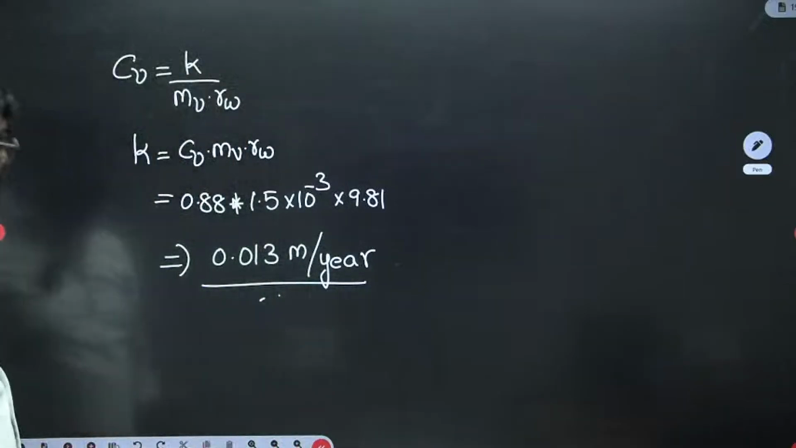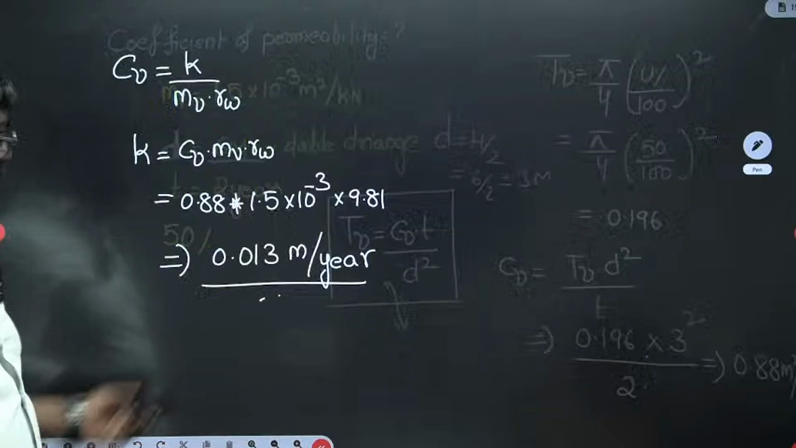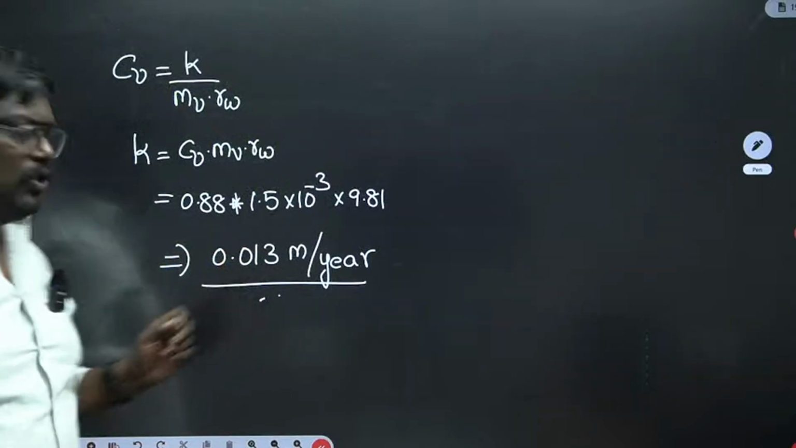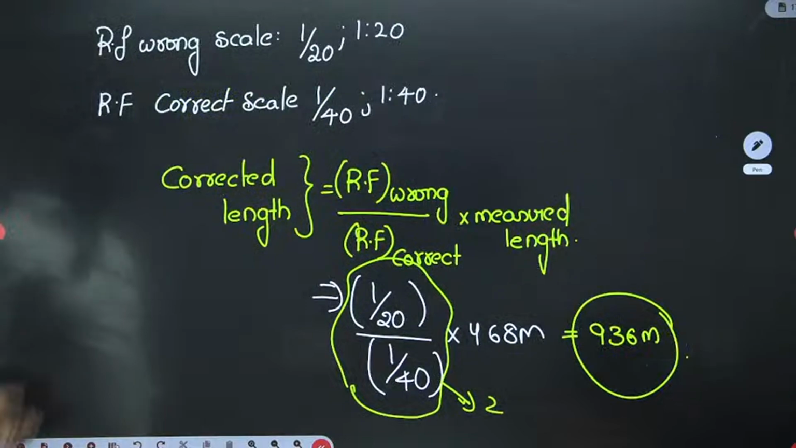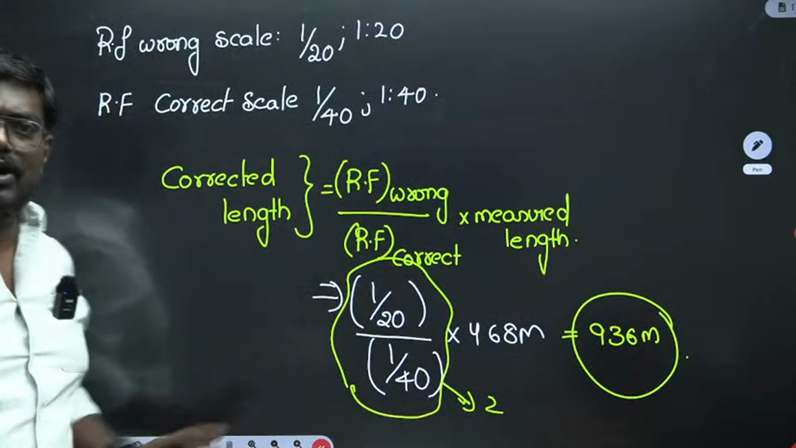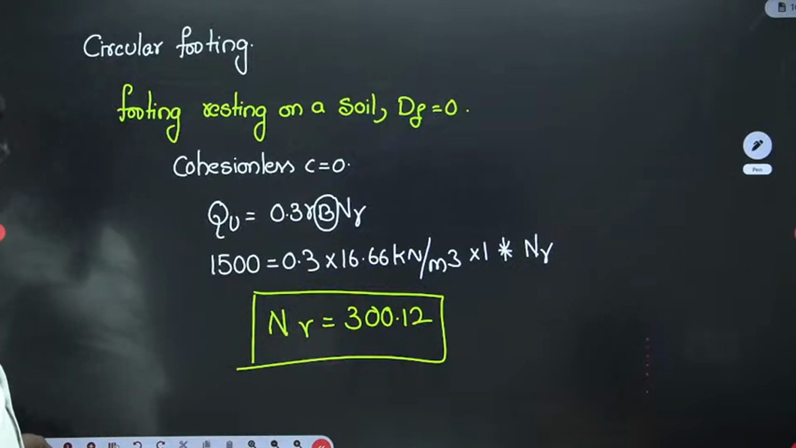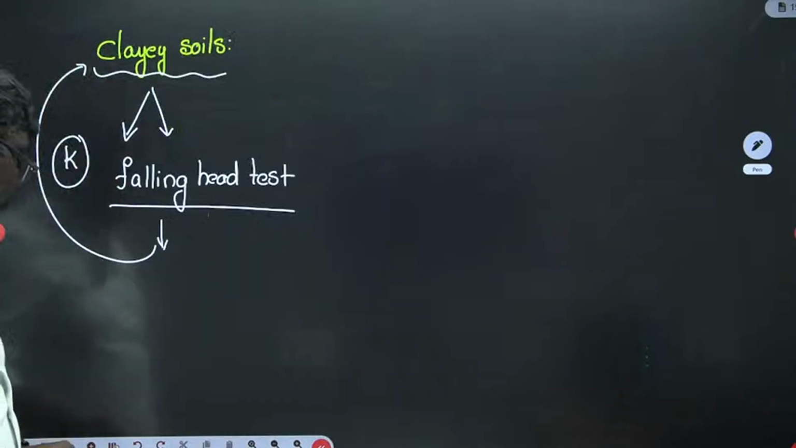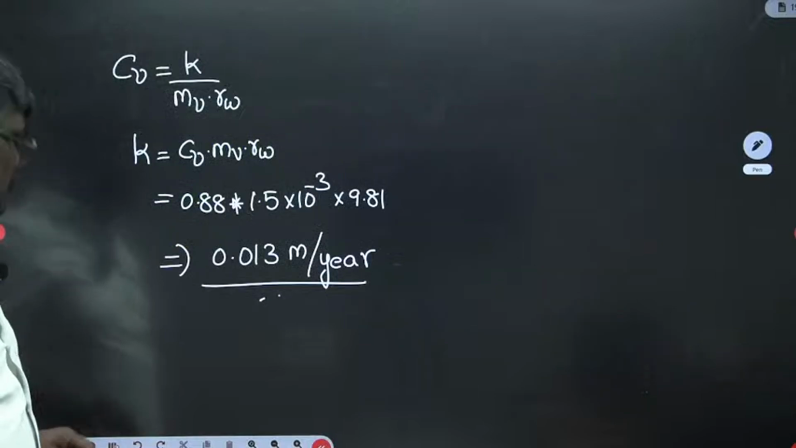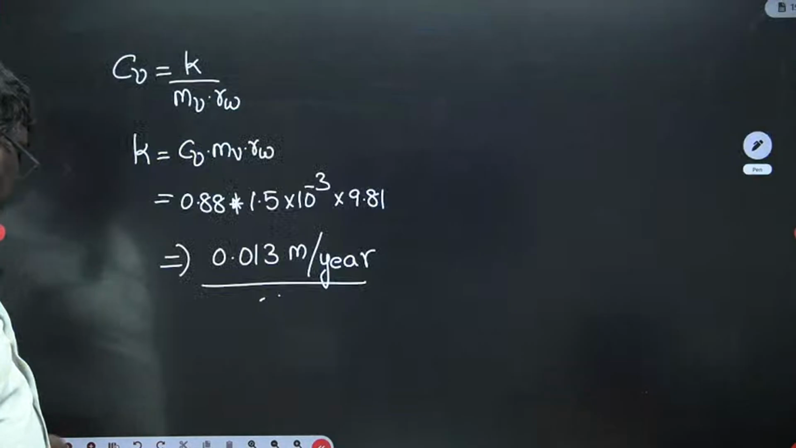So here I have done the things. Here you will get coefficient of permeability is 0.013 meter per year. And if you see RF of wrong scale, here we got 936 meter. And the other question, N gamma, you got 300.12. And clay soils best suited is falling head test. I hope you are clear, my dear students. Okay.